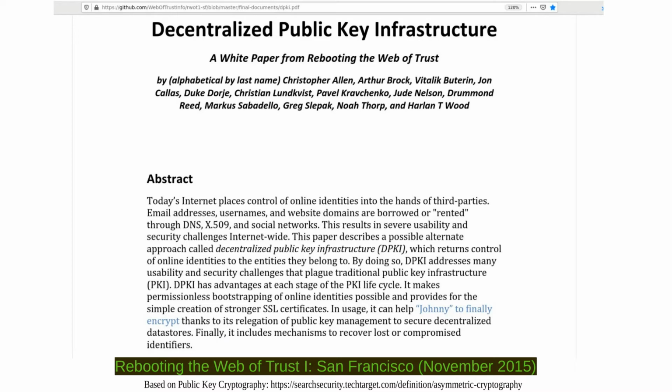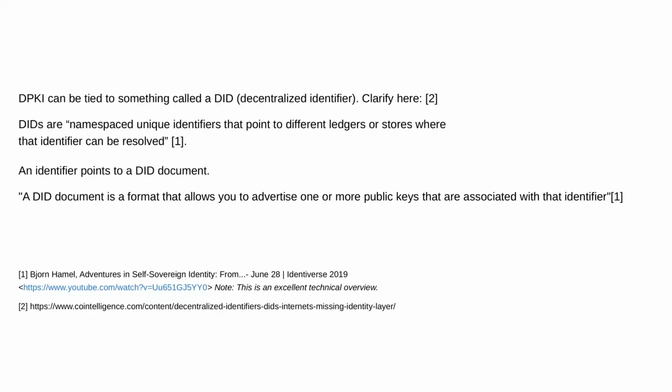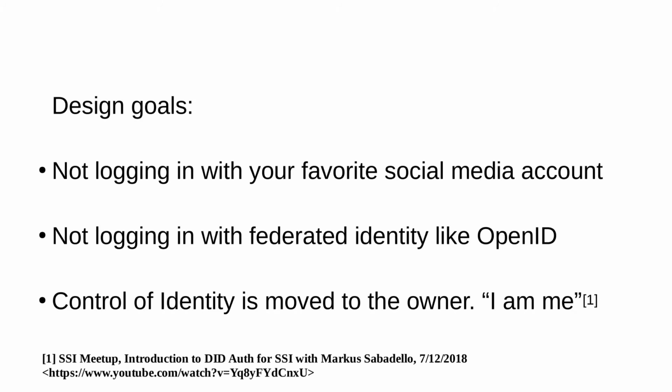Security has been attempted with key servers and through key exchange parties, but the advent of the blockchain provides a new way to think about the web of trust through decentralized public key infrastructure, or DPKI. DPKI provided by the ledgers can be tied to something called a decentralized identifier, or DID. DIDs can be resolved to a DID document, and public keys can be retrieved from the DID document. Ownership of identity moves to the agent instead of a federated or centralized identity provider.